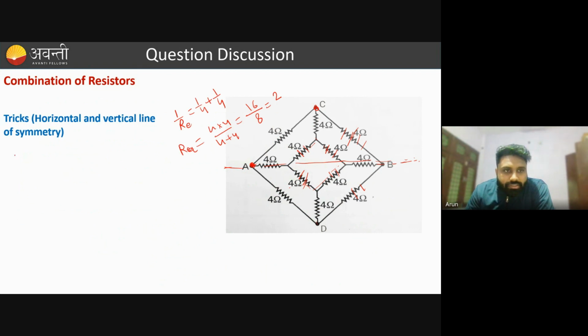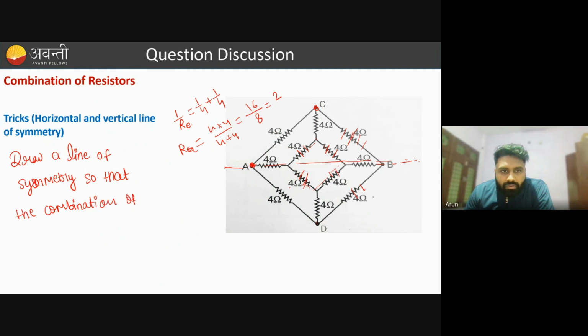So what you have to do is draw a line of symmetry, so that the combination of resistors appear as a mirror image of each other.